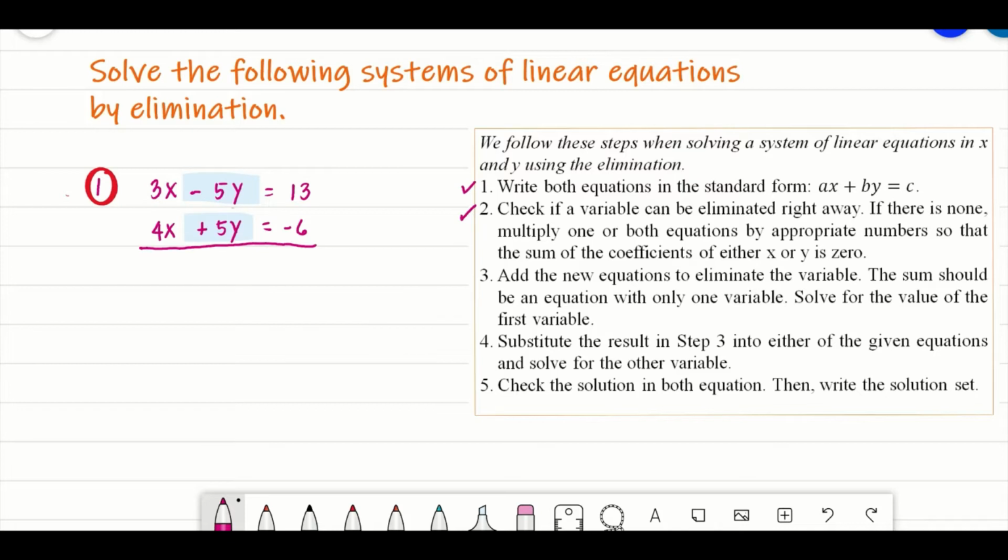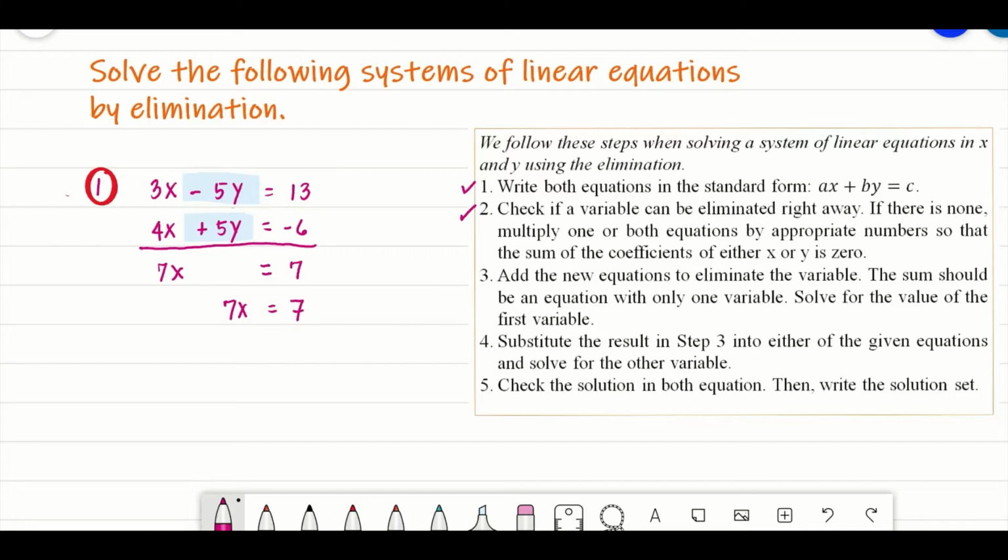We have to add our equations. We have here 3x plus 4x, that will be 7x. Now negative 5y plus positive 5y, of course, it's 0. Since our sum is 0, let's not write 0 because it will not change anything in our equation. So we just have 7x equals 13 plus negative 6, that is 7. So now we have 7x equals 7.